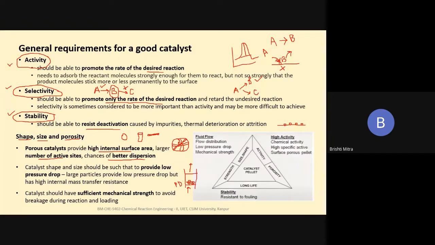So that is not desired, because pressure drop means what? Essentially, then you have to pump the fluids with more energy. So there's a loss of energy when we are talking about pressure drops. Smaller size will give you a large surface area, but it will increase your pressure drop. So we have to choose catalyst shapes and sizes such that the pressure drop is not so high that it is going to cause a large energy loss in our cases.